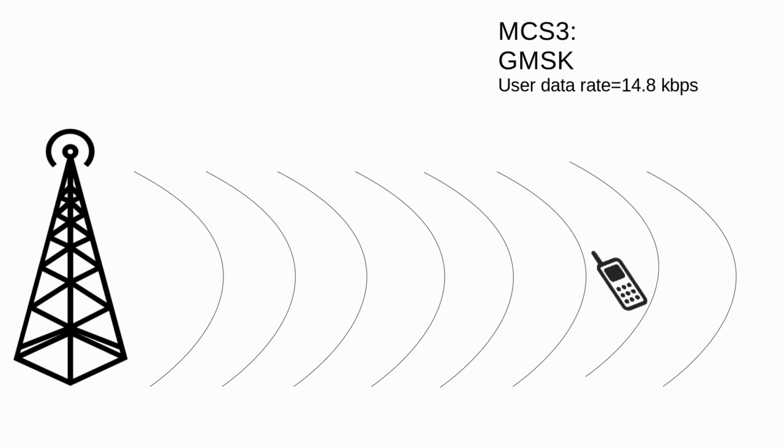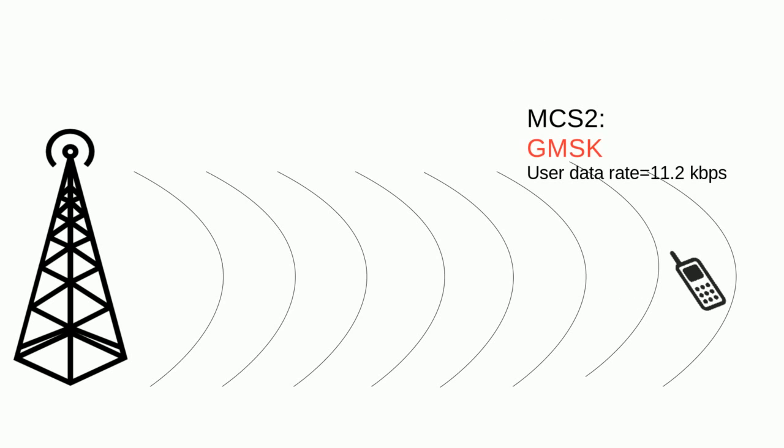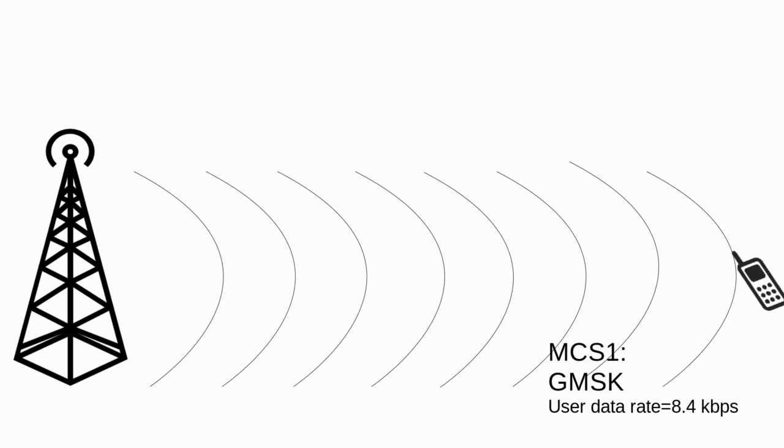And moving further away, for MCS 3 we have GMSK modulation, and the user data rate has decreased to 14.8, and for MCS 2 the data rate is 11.2, and for MCS 1 we have the worst conditions, we use GMSK. This means that we are at the edge of the cell, and the user data rate is 8.4 kbps.